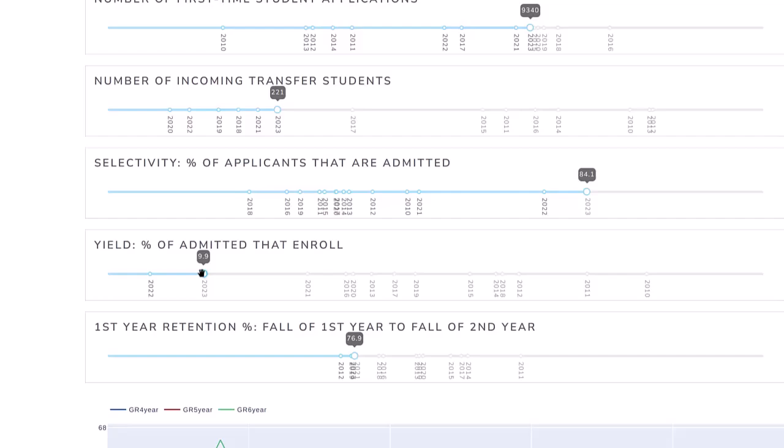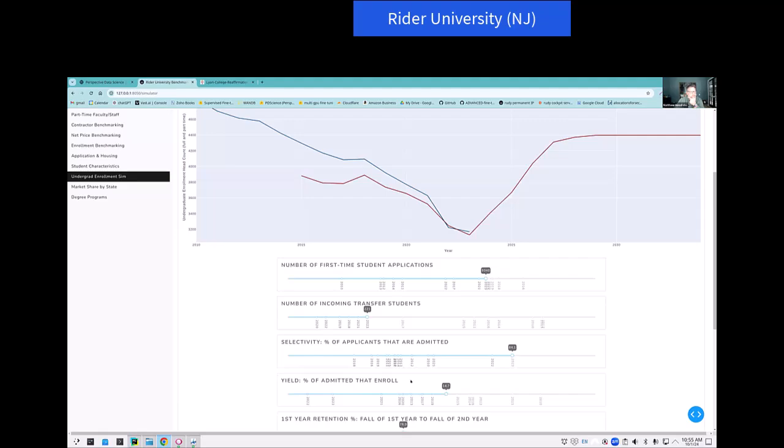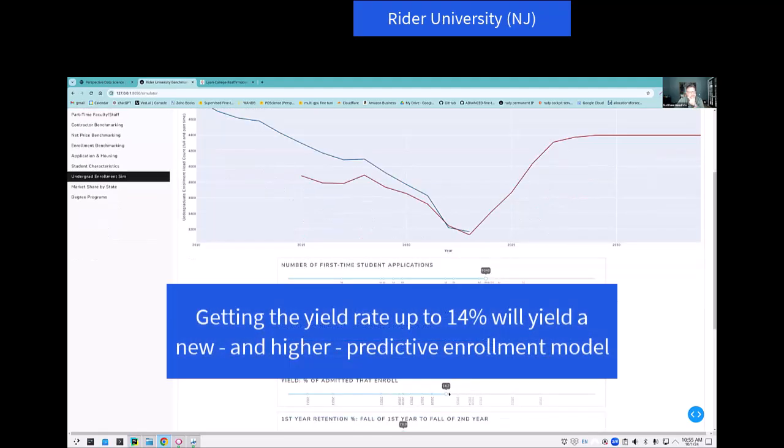9.9% yield is very, very, very low. The average of their peer set is something like 15 or 16%. And that's still a bit low. All right. So the only way they get back to where they need to be is to get their yield rate up to about 14%. You see what I did there?